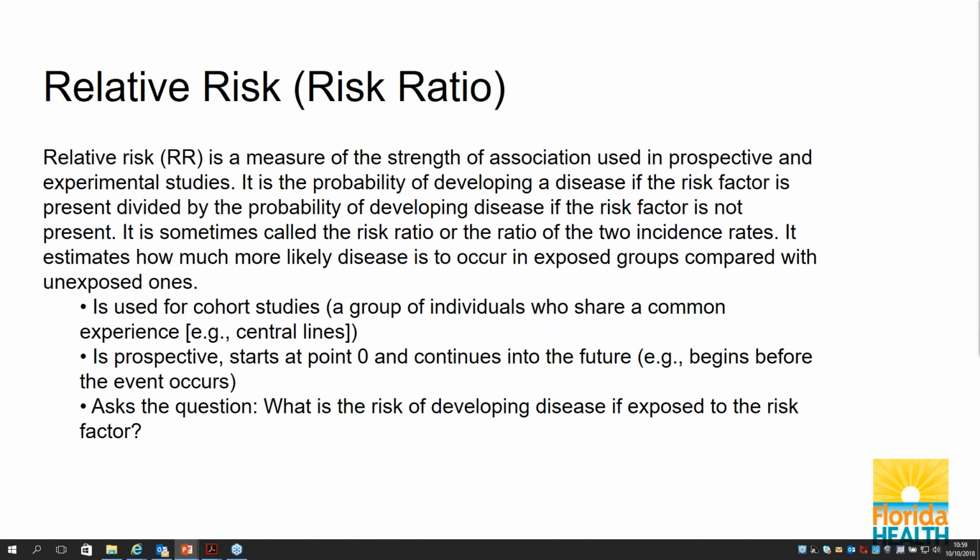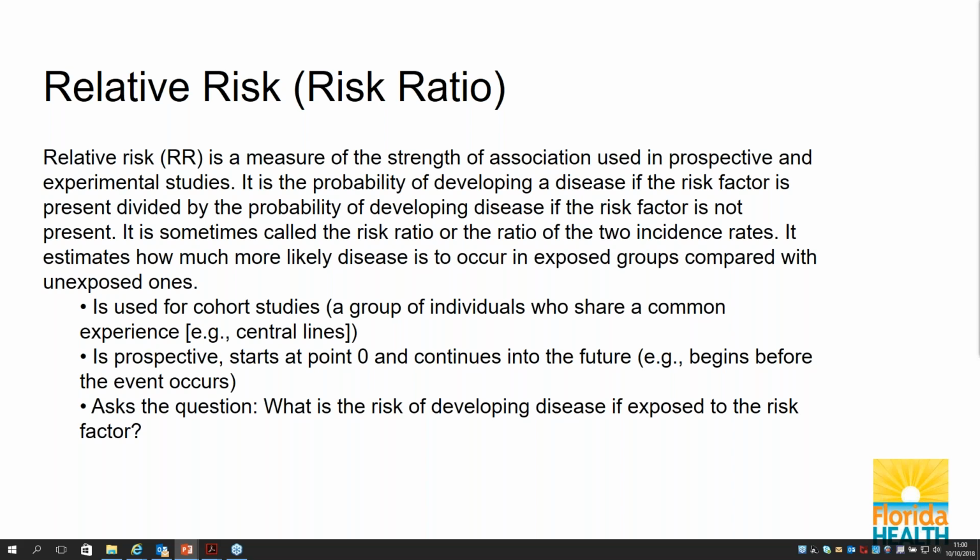It's the probability of developing a disease if the risk factor is present divided by the probability of developing disease if the risk factor is not present. It's sometimes called the risk ratio or the ratio of the two incidence rates, and it estimates how much more likely disease is to occur in exposed groups compared with unexposed ones. It's used for cohort studies. It's used as prospective, and it starts at a point of 0 and continues into the future.